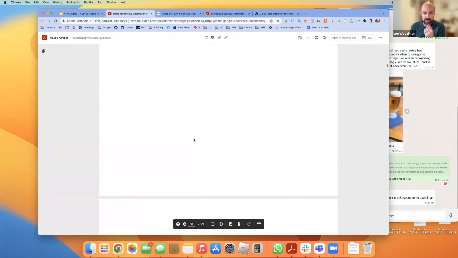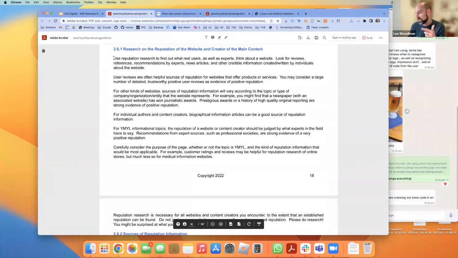Research on the reputation of a website. So this is Google instructing their quality raters on what they need to be thinking about. Use reputation research to find out what real users as well as experts think about a website. So look for reviews, references, recommendations by experts, news articles. So Simon, if you're in this space and you're a market leader and you're being talked about on various different platforms, don't be afraid to say, hey, we've been cited in some research, or whatever that might be.